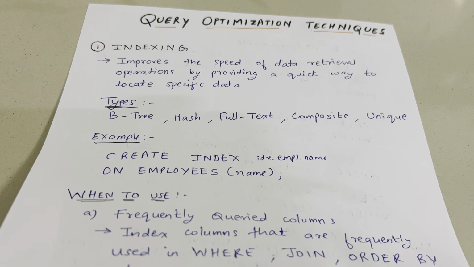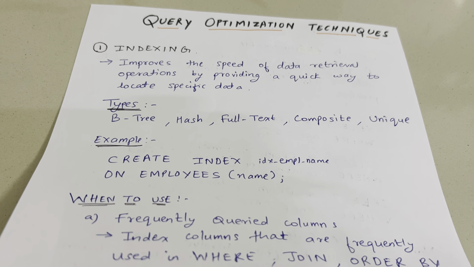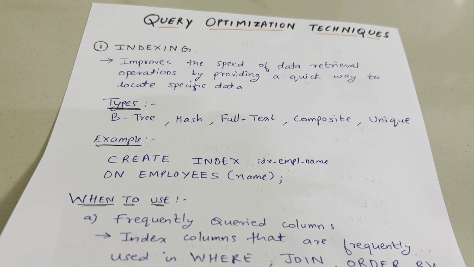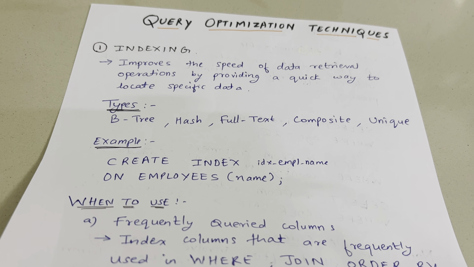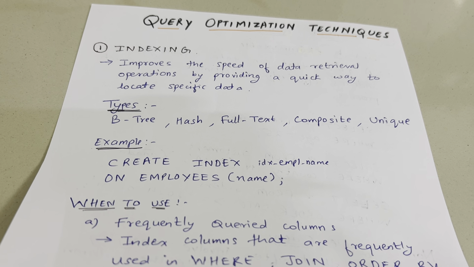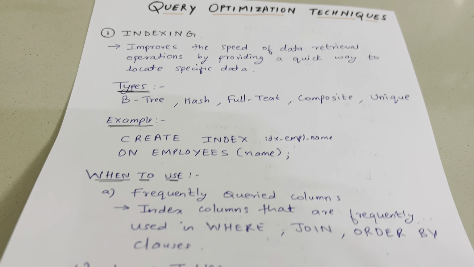When it comes to query optimization, one very important thing that you need to keep in your mind is indexes. So what are indexes? Indexes are used to improve the speed of data retrieval operations by providing a quick way to locate specific data. Now, how do you create an index?